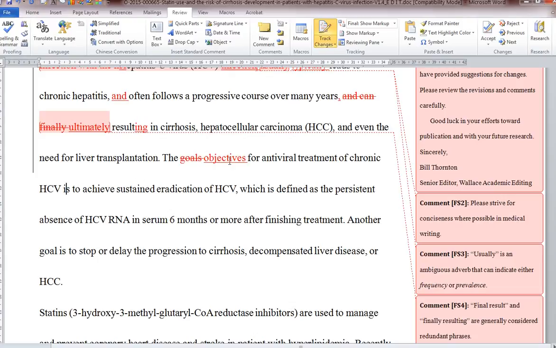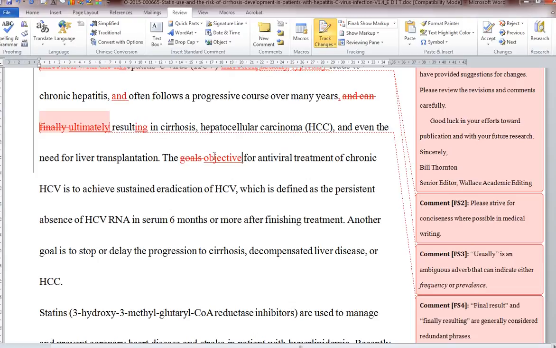See here, the author had the goals for this is. Well, that's inappropriate. This would have to be are. Now, would that be appropriate with what follows? To achieve sustained eradication of HCV, which is defined as, yes, the author really lists only one goal, one objective. So it turns out the verb is appropriate, the plural usage is not. This is a common error in formal writing. We want to make sure that the subject of the sentence agrees with its verb and vice versa.